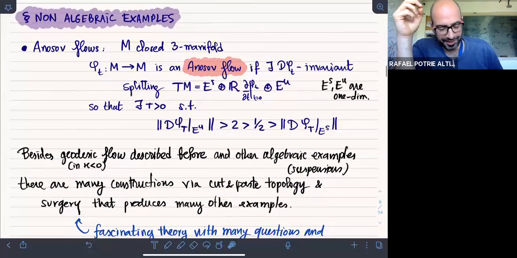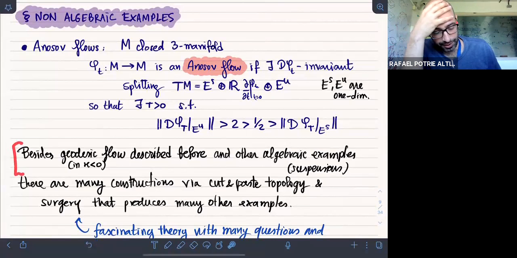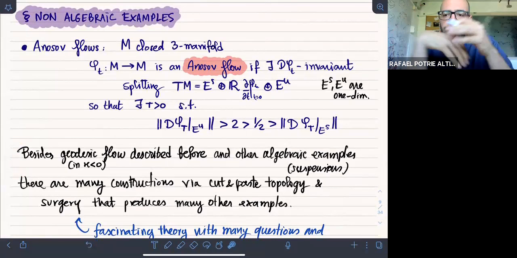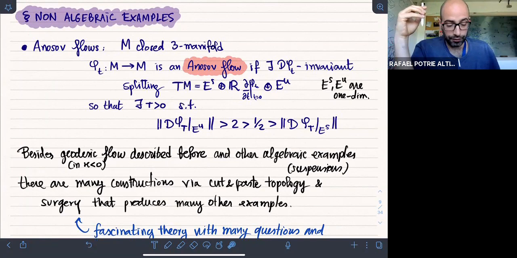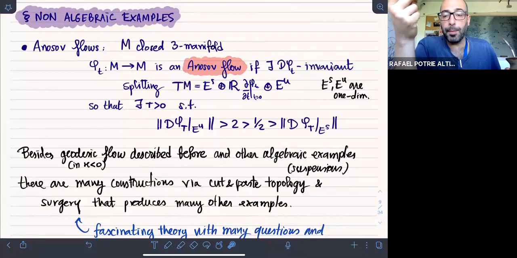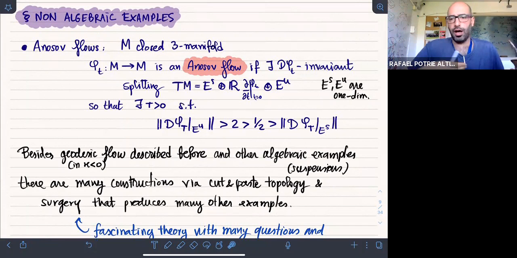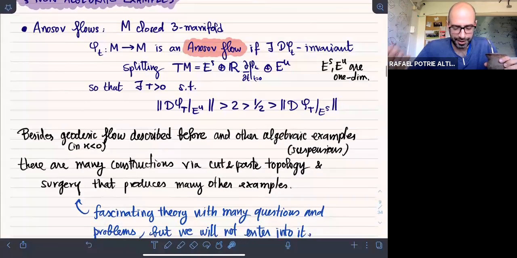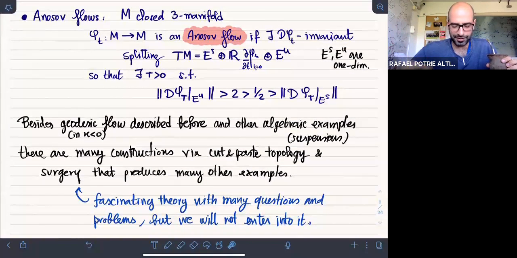But besides these algebraic constructions, there are many other Anosov flows in three-manifolds that are constructed by starting with these algebraic examples and making some tertiary constructions and cut and paste topology, producing a very big zoo of examples. Already the understanding of Anosov flows in three-manifolds is a quite open theory, which is pretty fascinating and very interesting. There are many interesting questions, but in this mini course, I won't enter into this.